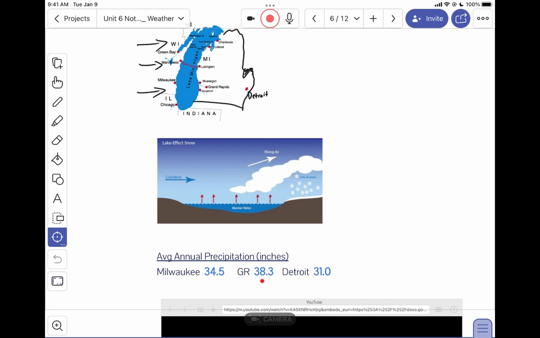Grand Rapids, we're almost 4 inches higher than that, and in honesty, like over by Coopersville, there's even more than Grand Rapids. But then Detroit, once it goes across the state of Michigan, it has even less snow there.